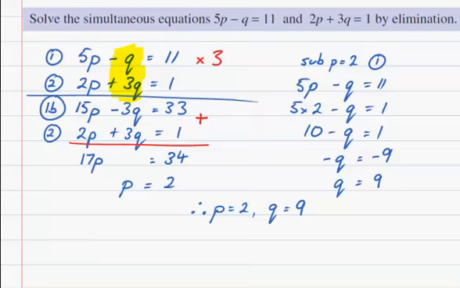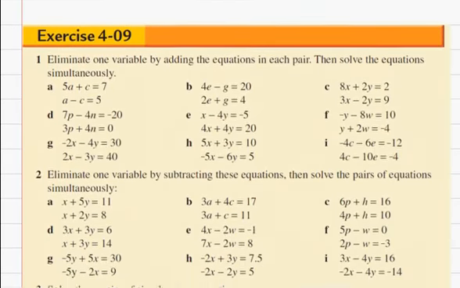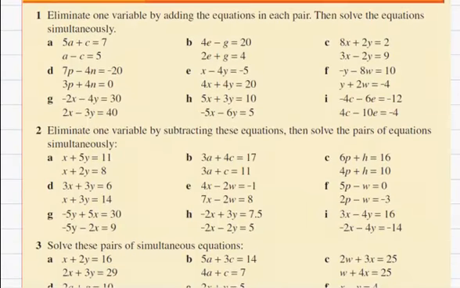Now it's your turn to have a try of those, so you can try exercise 409, all of those questions.